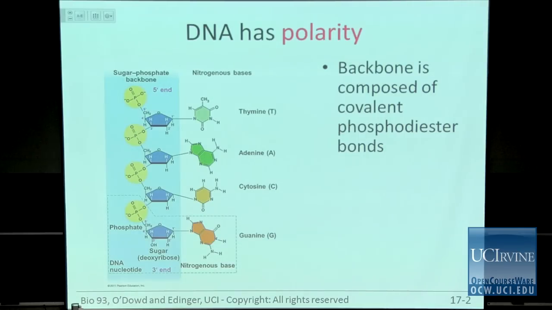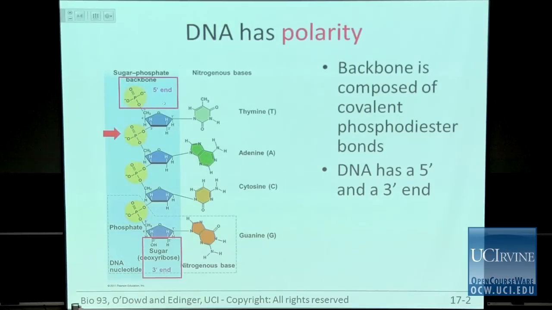When you were talking about polymers, you learned that DNA is a polymer of nucleotides, and there's a backbone here made up of covalent phosphodiester bonds that are shown by these yellow circles, and that's old news to you guys. But what I want to focus on today is that DNA has polarity. That means it has directionality. The ends are not the same. There is a 5' end and a 3' end. So it doesn't look the same both directions.